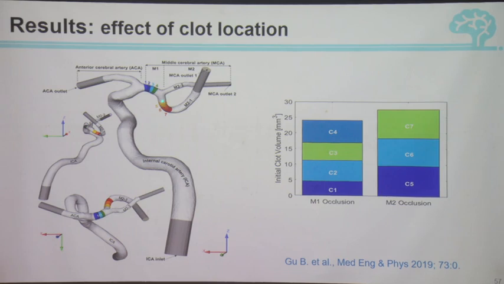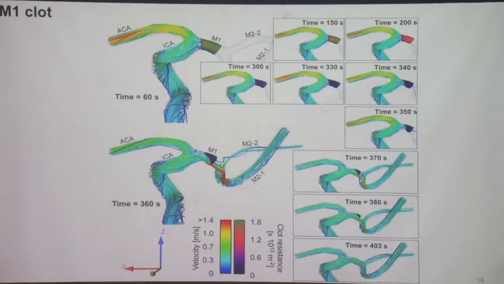So the intention was to try to see whether the lysis is different between the locations of the clot. And if the clot is located in different segments of the vessels, does it affect the lysis? And we also created different volumes of the clot by changing the length of the clot as well. And this work has been reported as well. And just to give you some snapshots of the results.